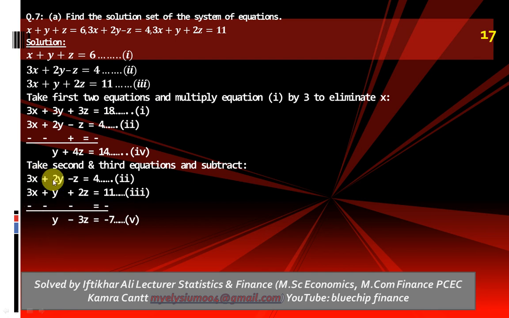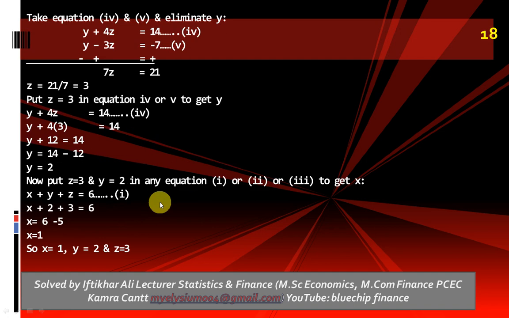So remaining will be 2y minus y equals y, and minus z minus 2z equals minus 3z, and 4 minus 11 equals minus 7. So it will be equation number 5. So in the third step, take these two equations, equation number 4 and equation number 5, and eliminate one more variable to calculate an individual variable.